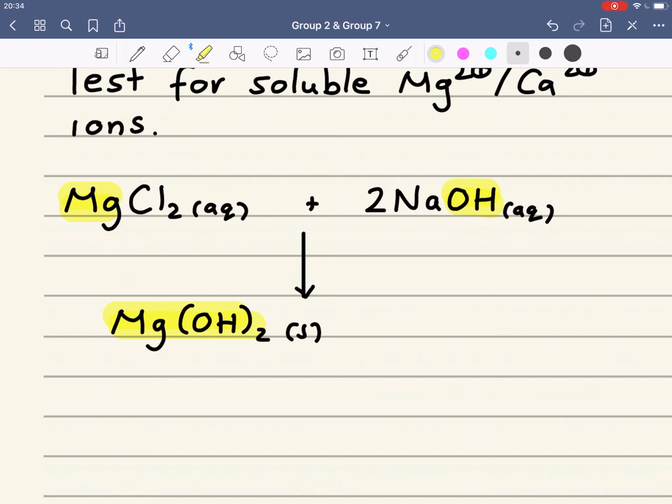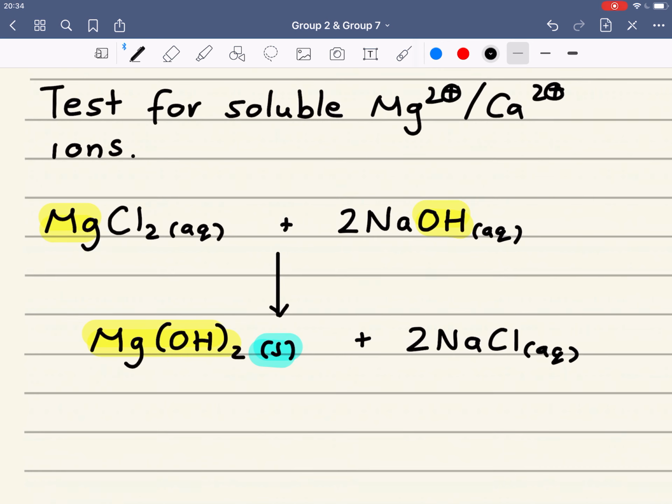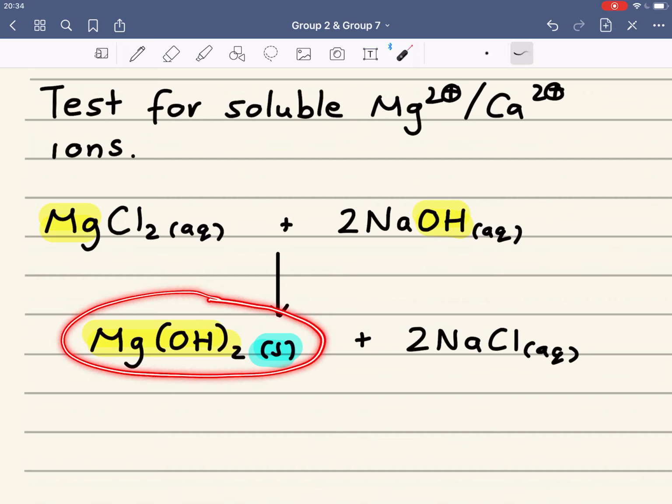And the key now is we've got there a solid. That would happen with magnesium or calcium because of the lack of solubility of the magnesium or calcium hydroxide, and that's why we put there a solid. And to balance this, we'd need two NaCl. Now, again, this is less likely to work if you've got strontium or barium, because they're more soluble. You wouldn't get any observations. So we would observe this here as a white precipitate.